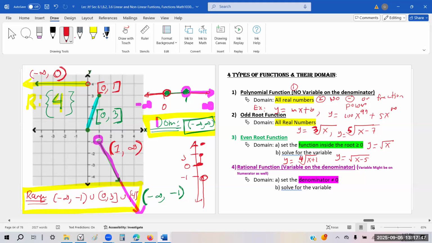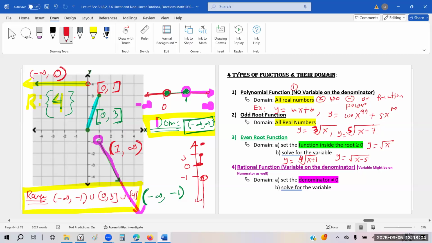It can be 0, it can be positive. But it cannot take anything negative inside. So that's why for this function, we cannot put negative 1 here, or negative 2, or negative 3, or negative 4. We cannot put any negative number here.